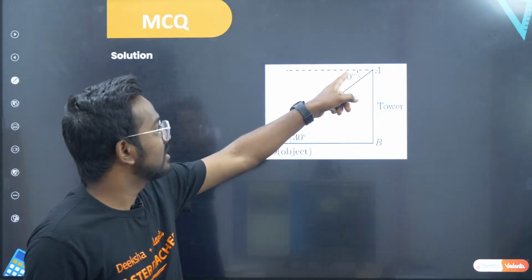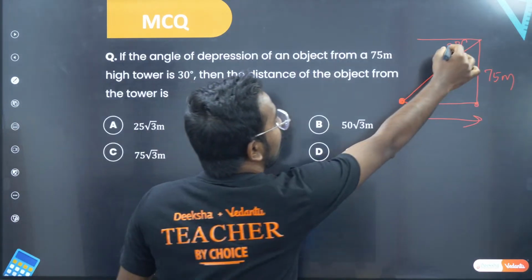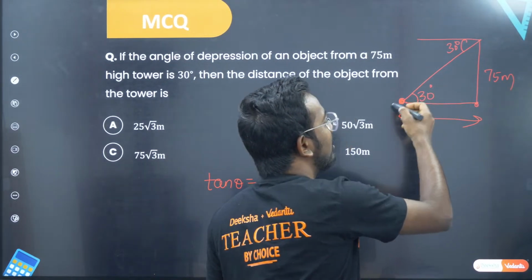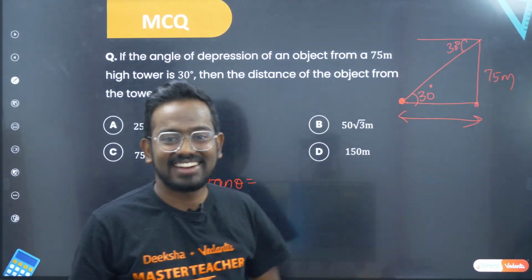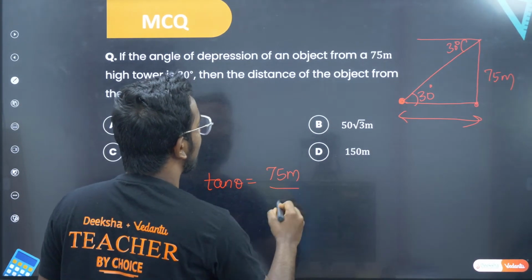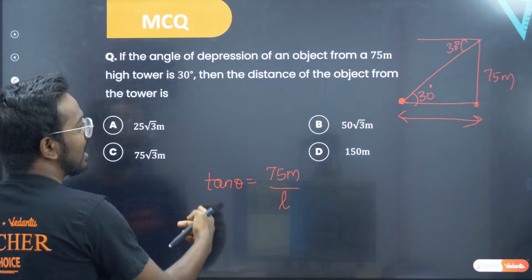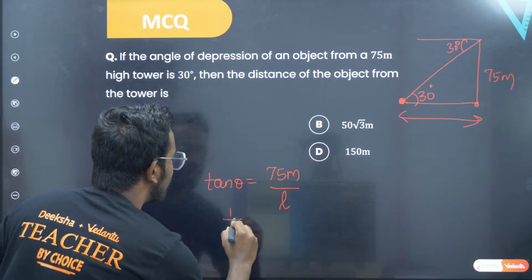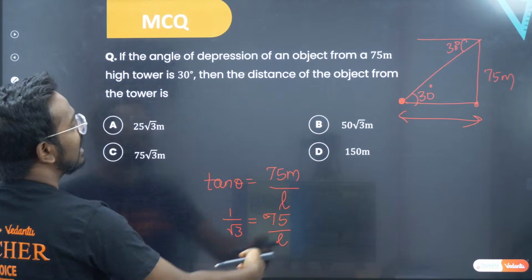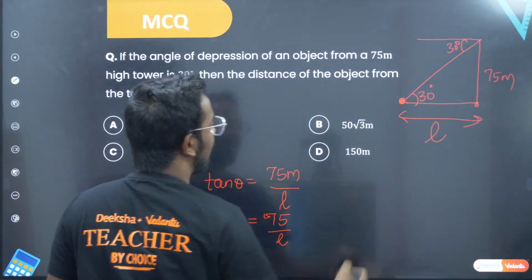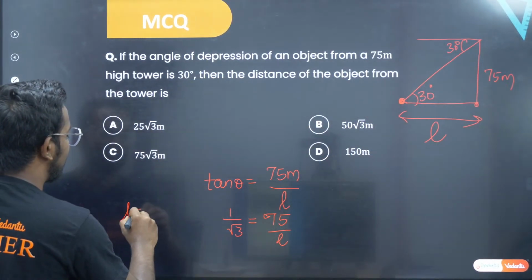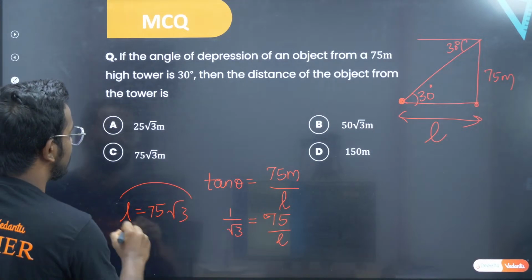Clearly, if this is 30 degrees, this also becomes 30 degrees. Why? Sir, they are alternate angles. So now you have the angle over here and the opposite side. Get the adjacent side. Very simple, right? So tan theta is opposite, that is 75 meters, divided by adjacent, that is not known. Let me keep it as L. What is tan 30? Sir, I know it as 1 by root 3. So 1 by root 3 is equal to 75 by L. I want the distance between your observer and the tower. So clearly your L will be 75 root 3. Therefore option C is correct.